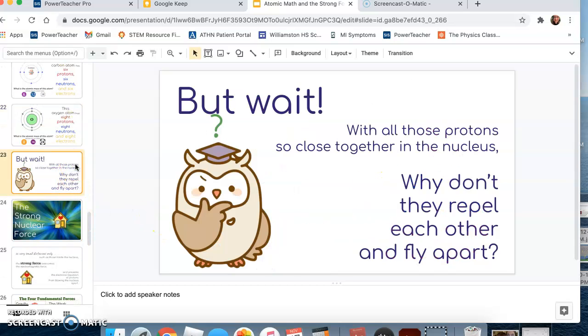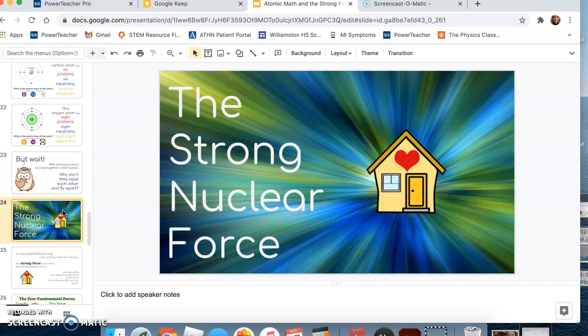But wait, with all of those protons so close together in the nucleus, why don't they repel each other and fly apart? Because we know that like charges repel. That's what we've been learning this whole time, right? How come those protons in the nucleus can be so close together and they have a charge? I mean, they have a +1 charge that would totally seem like it would make them fly apart. Why don't they? It's because of the strong nuclear force.